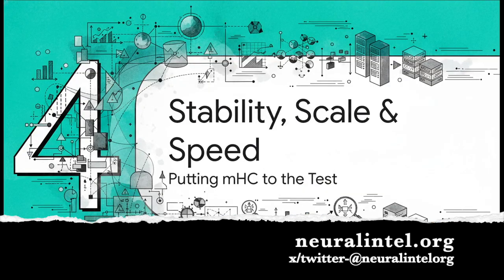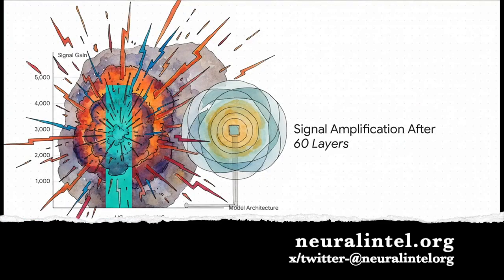Okay, so the theory is elegant, the math is beautiful, but does it actually work? It's time to put mHC to the test. Let's see what happens when the rubber really meets the road in these large-scale experiments. And here it is, folks. This is the smoking gun. After just 60 layers, the signal in the unconstrained HC model has amplified itself by a factor of 3,000. That's not a signal. That's a nuclear explosion inside your model. Now, look at mHC. The signal gain is barely 1.6x. It's like a gentle hum compared to the roaring inferno of HC.